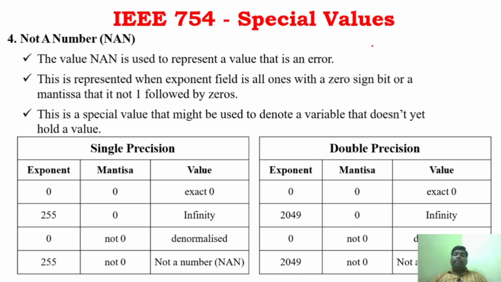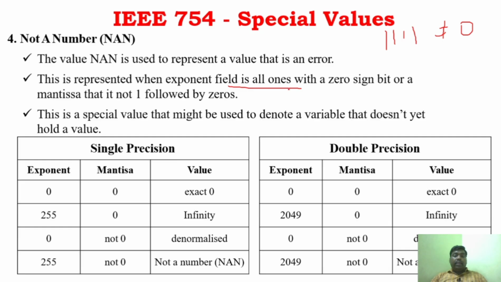Similarly, not a number, right? As I said, there will be some representation for that. 0 divided by 0 or square root of a negative value, those values can also be represented using not a number, right? What is that not a number? How will you represent it? If the exponent is all 1, but the mantissa is not 1 followed by zeros, that is called the not a number representation, right?